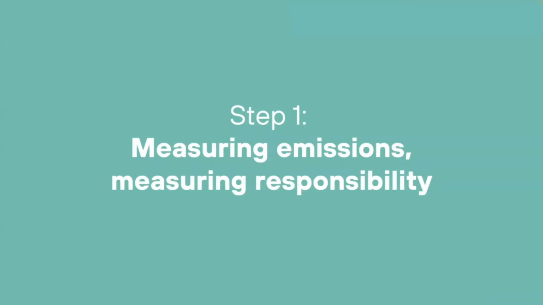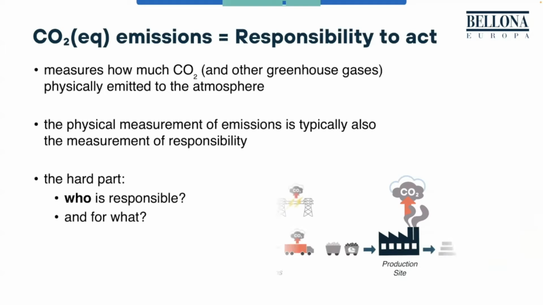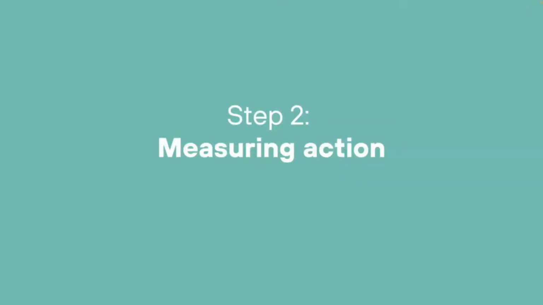There are two sides to carbon accounting. The first is measurement of carbon dioxide and greenhouse gas emissions, which is how much greenhouse gases are being physically emitted to the atmosphere. And that physical measurement is typically also the measurement of responsibility an actor has to reduce those emissions. And the hard part really is deciding who is responsible and for what emissions. But that's not what I'm going to talk about today. So we have our responsibility to act, which is how much physical greenhouse gases are entering the atmosphere.